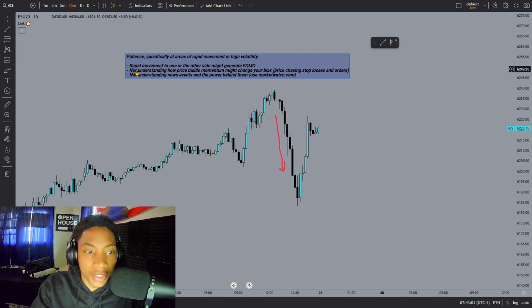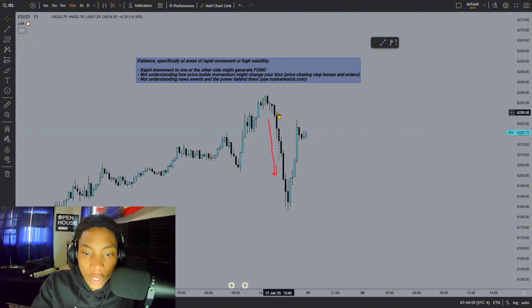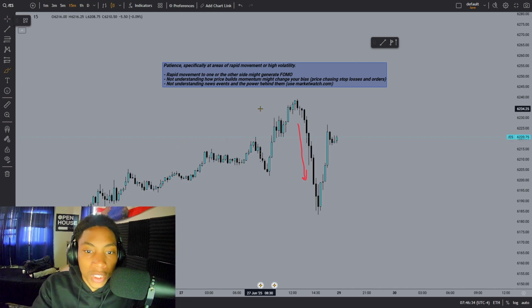This second bullet point here says not understanding how price builds momentum might change your bias. So this downwards movement right here is a very good example where we get a lot of rapid movement which can cause fear of missing out and change your bias, forcing you to take a trade at a specific area in this downwards move candle. If you guys saw this movement to the downward side in live price action without an understanding of where price is going to, then that might generate fear of missing out or even change your bias when you're trading in the market. So we need to understand how price displaces and builds momentum before going in the general market direction.